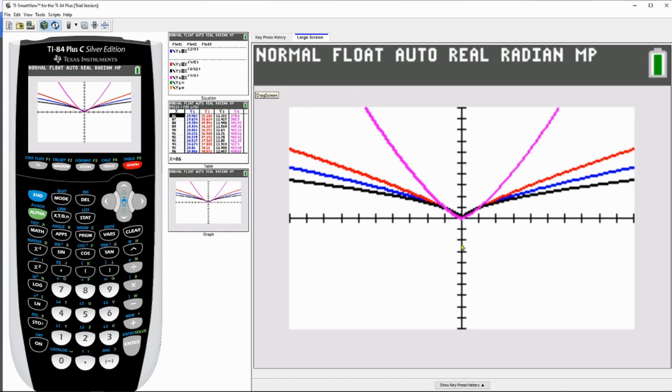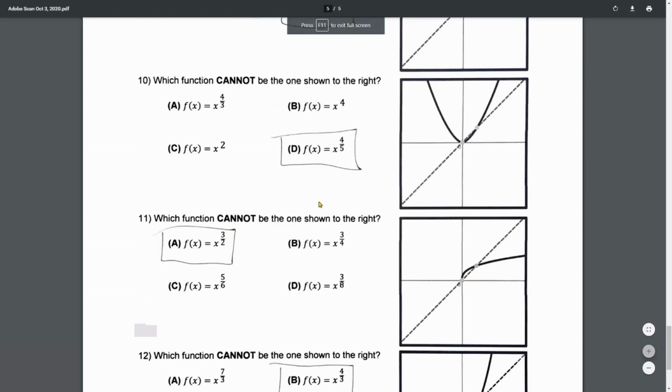Again, if you do have a calculator, you can try this out and see which function is different from the rest. The next one is which function cannot be shown to the right. Again, we can see that all of these functions are even. So let's see which of these functions is different when it comes to whether the exponent is less than or greater than 1. For A, 4/3 is greater than 1, B, 4 is greater than 1, C, 2 is greater than 1, but for D, 4/5 is less than 1. So we would choose D as our answer.